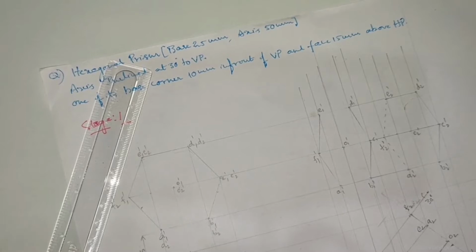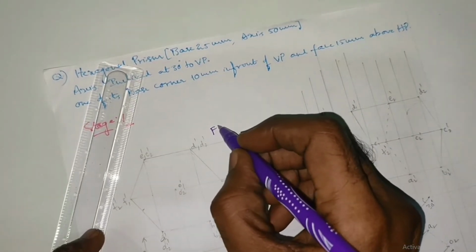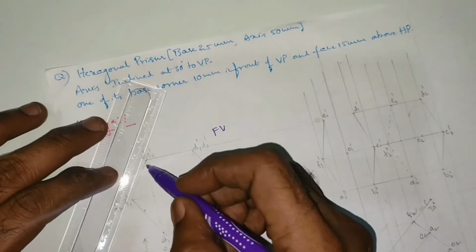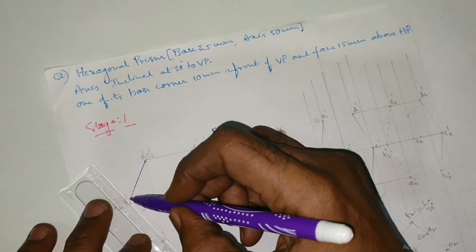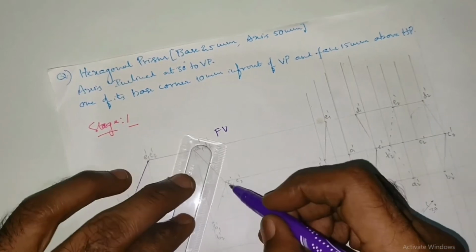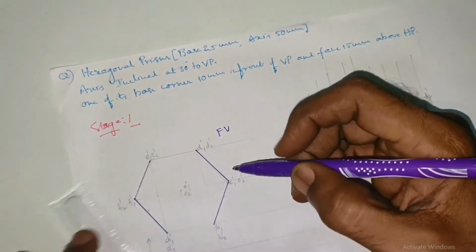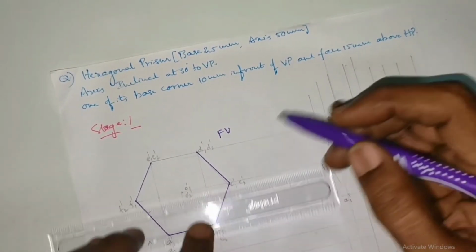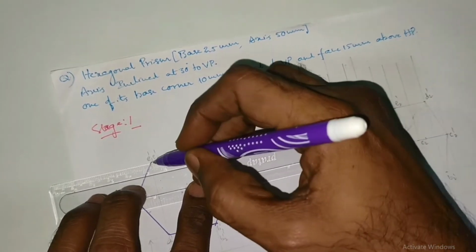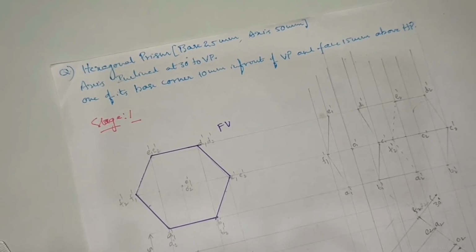So this is the top view we are going to consider in stage 1, and this is the front view in stage 1. As I already mentioned, the front view will be a hexagon and the top view will be a rectangle. After that we have to label the points also.